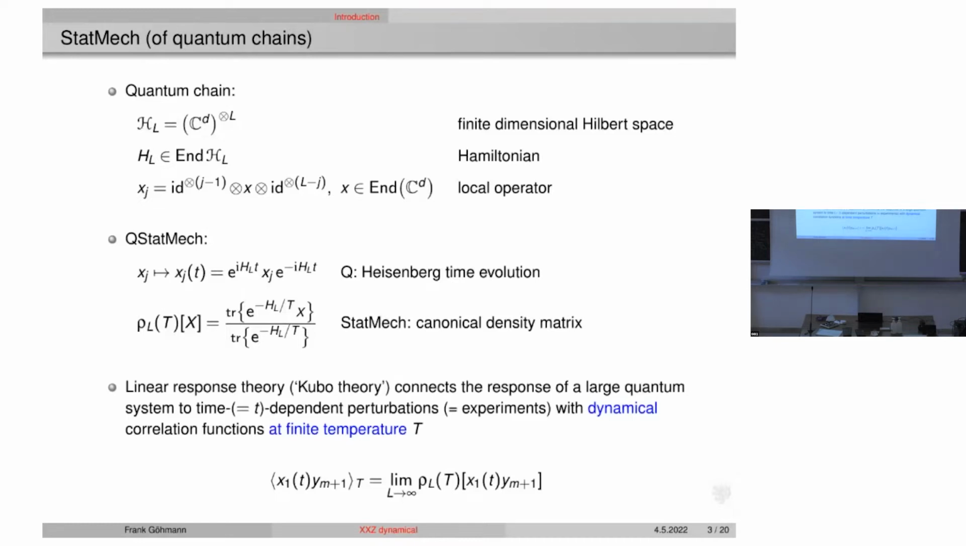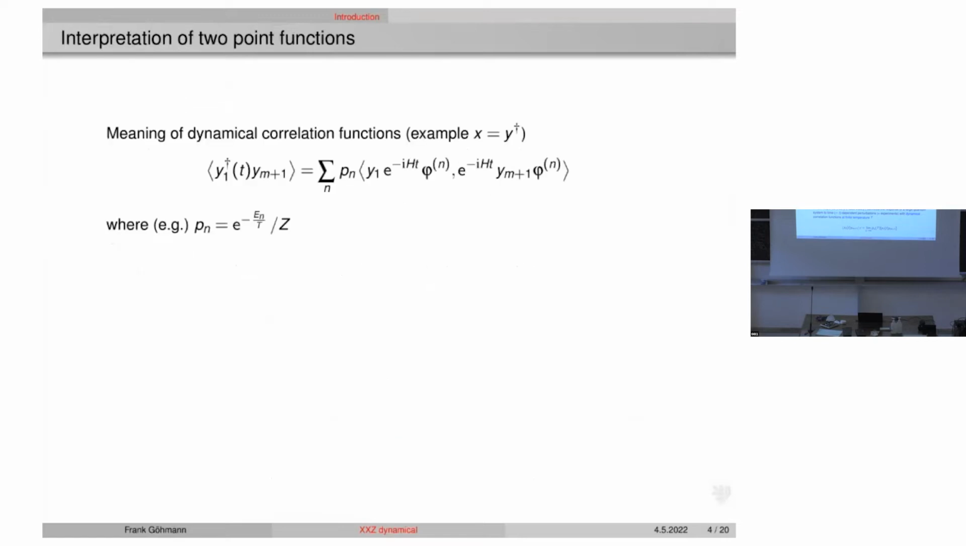More generally, there is something in theoretical physics which is called linear response theory or Kubo theory, which connects the response of a large quantum system to finite time-dependent perturbations with dynamical correlation functions at finite temperature T. And those are typically such 2-point functions. Let us look at the intuitive meaning of this. So what does it mean to have a 2-point function? The main example is when the 2 operators are Hermitian conjugates of each other, so X is the Hermitian conjugate of Y.